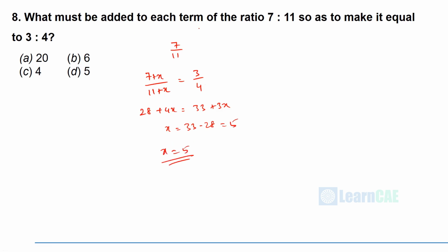So if you add 5 to this ratio 7/11, then you will get the ratio 3/4. That is (7 plus 5) by (11 plus 5) is equal to 12/16. So when we divide by 4, this will be equal to 3/4. So the value is 5. So the answer is D, 5.